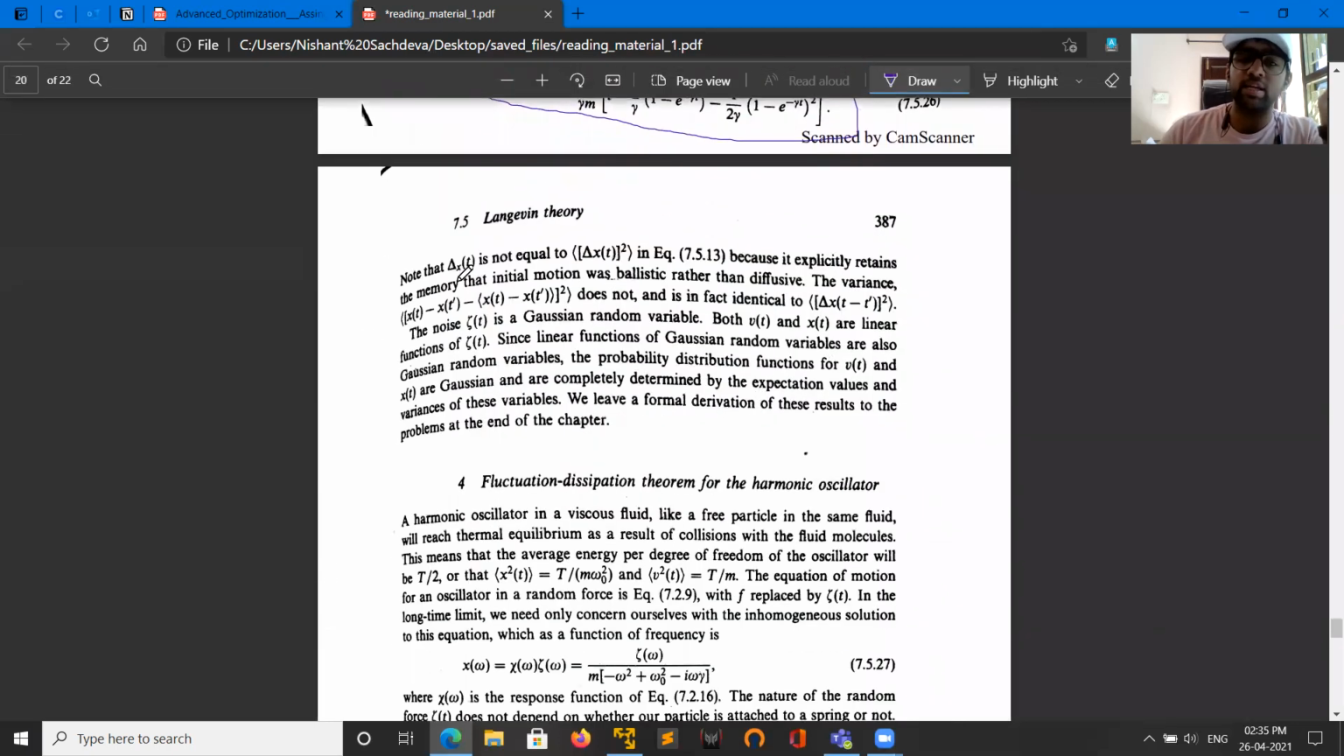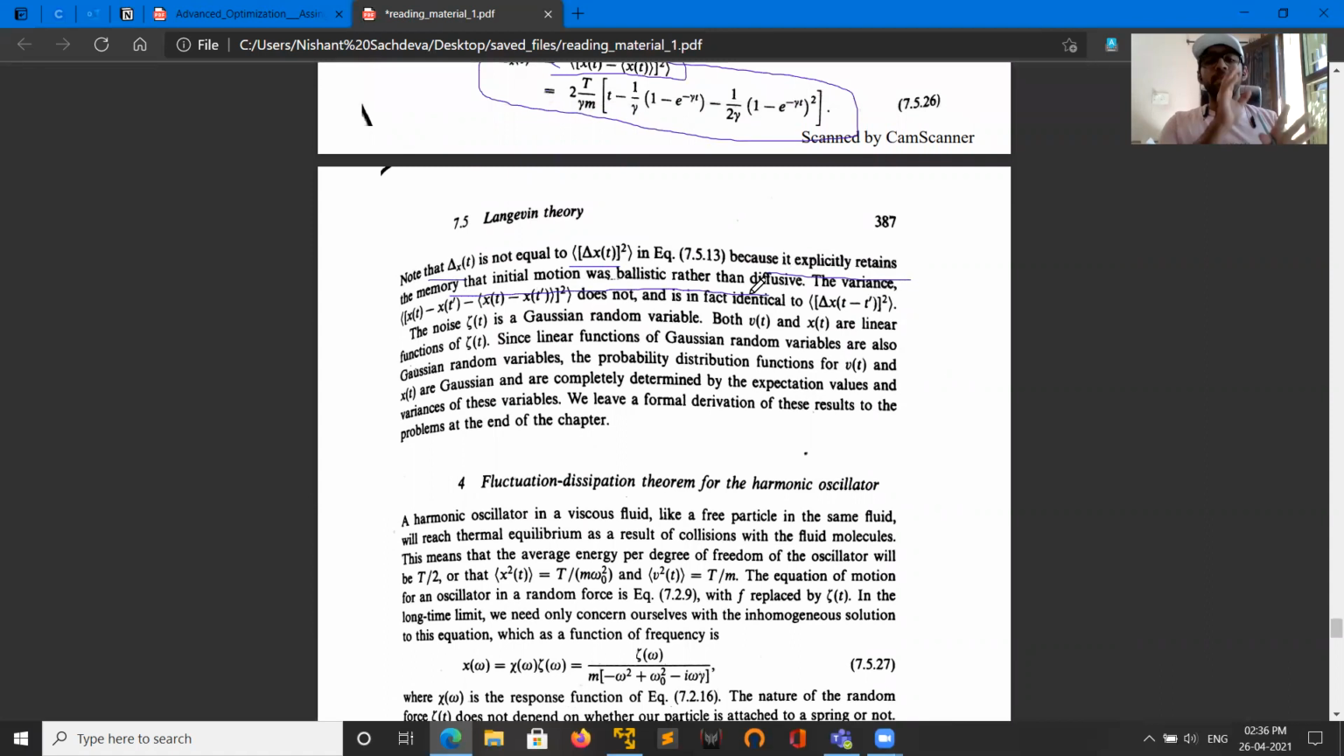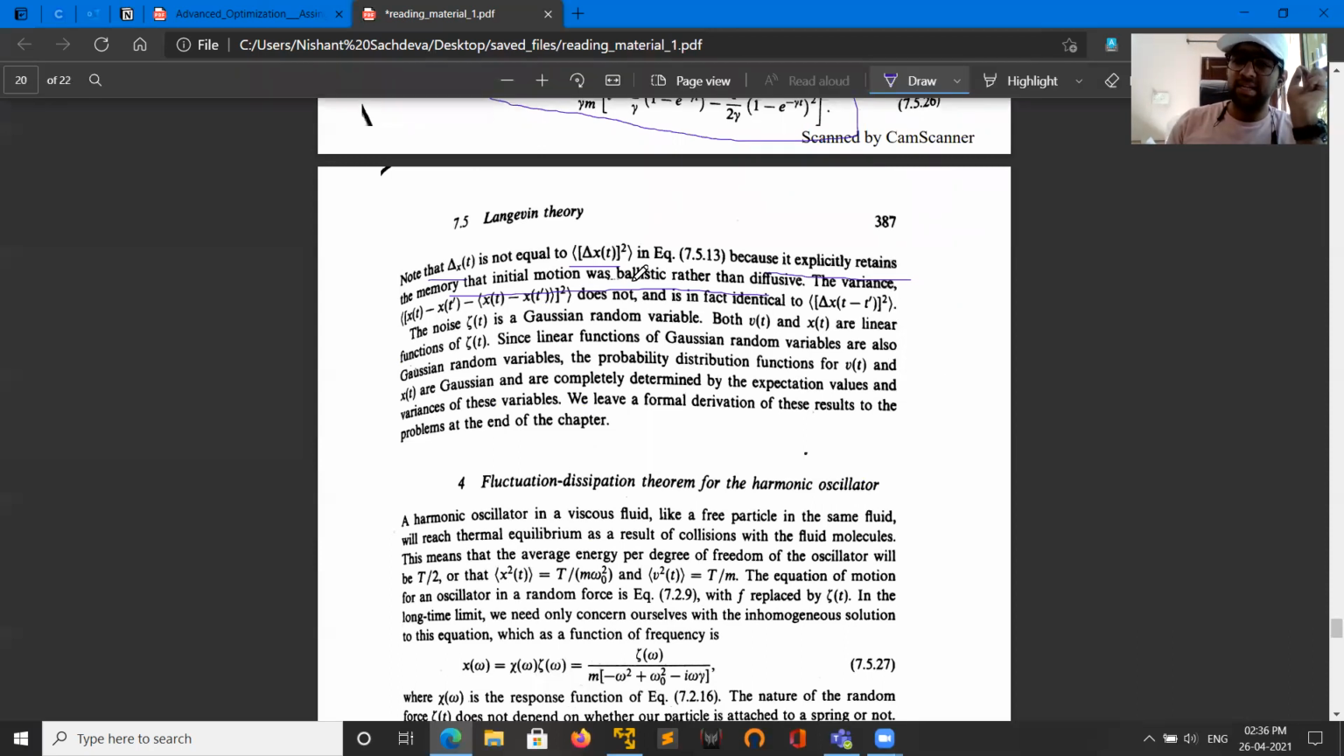Now note that the average of delta x of t, squared, is not equal to the average of delta x of t squared. That's because it explicitly retains the memory that the initial motion was ballistic rather than diffusive. They are not equal because there are mathematical factors which factor in the initial motion, and that way it becomes non-diffusive. The variance, however, is in fact identical to the average of delta x of t minus t dash, squared.